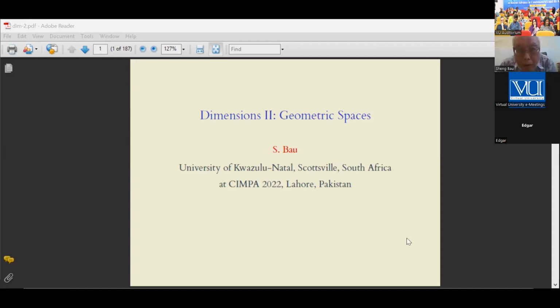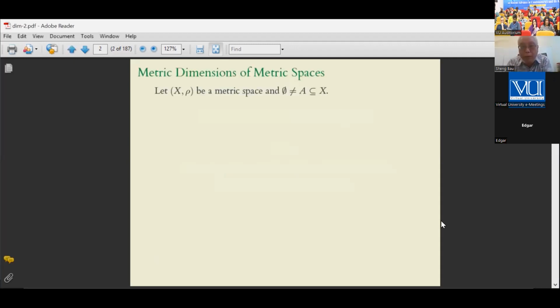So now this is where, when we were in Lahore many times, Professor Tomescu and his students, in particular now Professor Muhammad Imran, started doing a lot of work about metric dimensions of graphs and infinite graphs, locally finite infinite graphs.